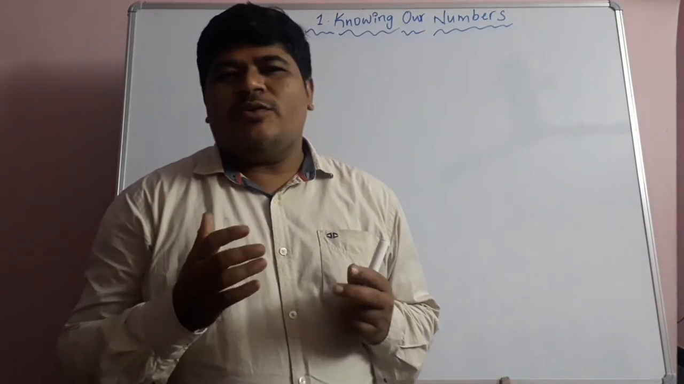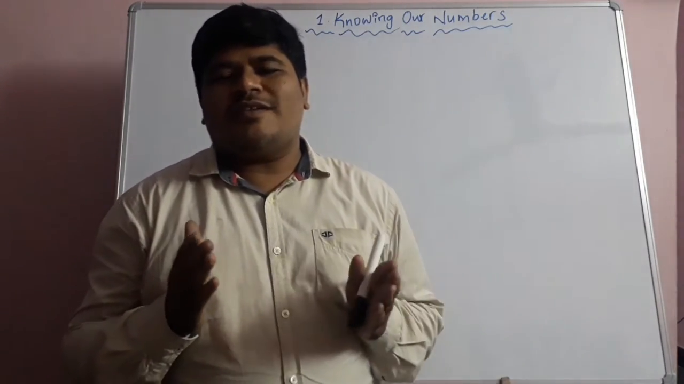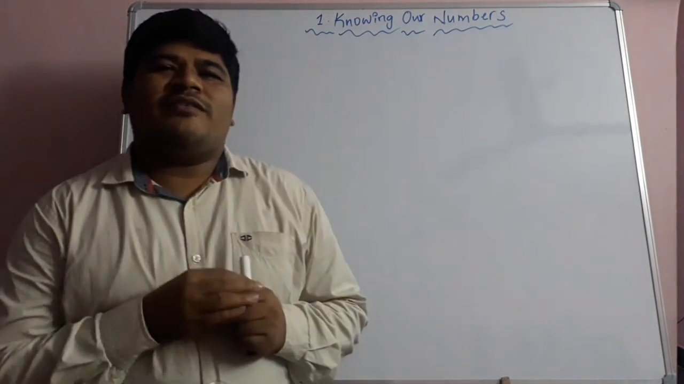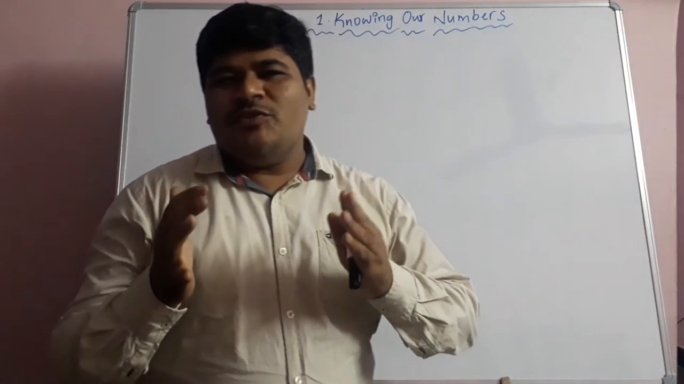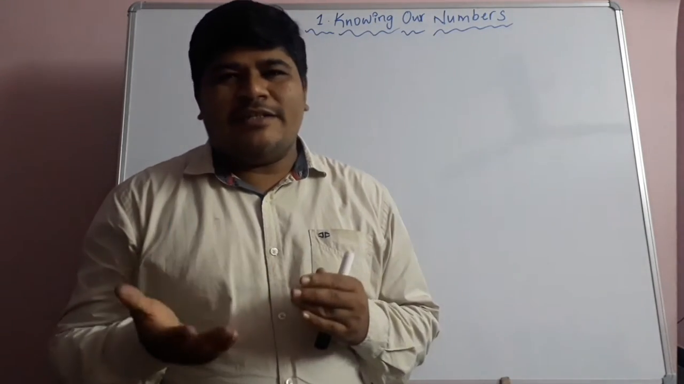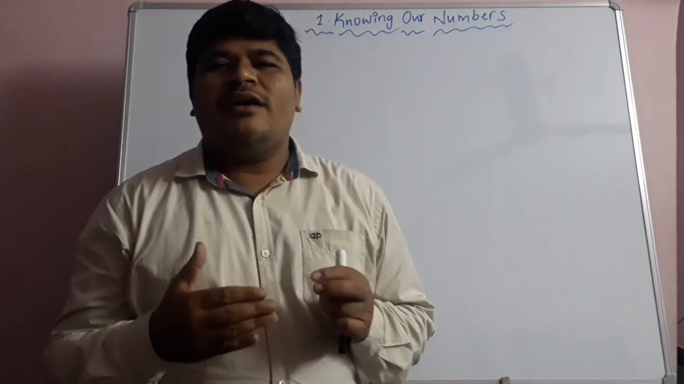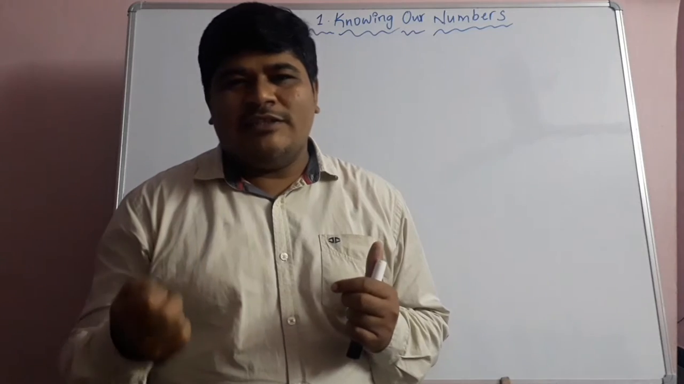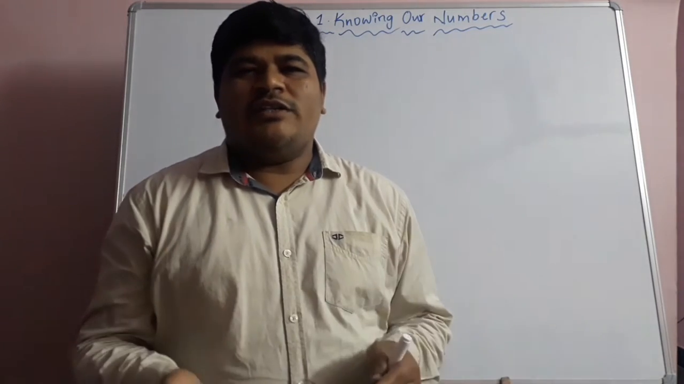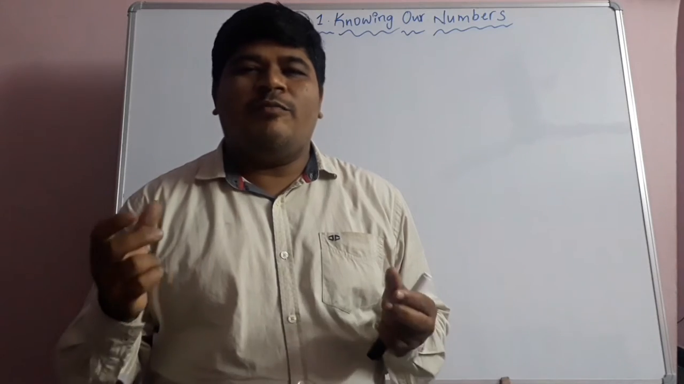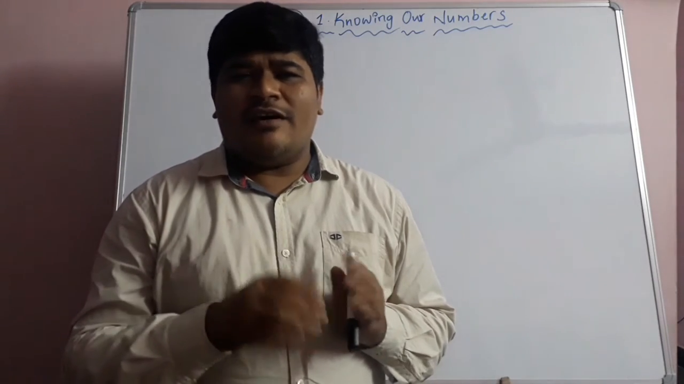So children, today we are going to discuss the first chapter in class 6, that is Knowing Our Numbers. Where will we use these numbers in our real life? Suppose we go to the market and need to buy vegetables. How will we ask? We will ask, give 1 kg of tomatoes, or 2 kg of brinjals, or a dozen bananas. Like this we will ask.